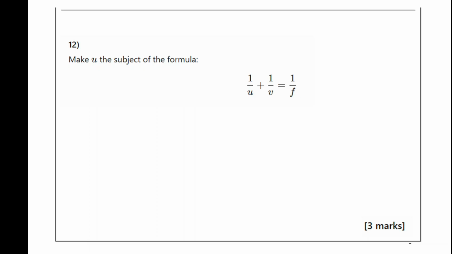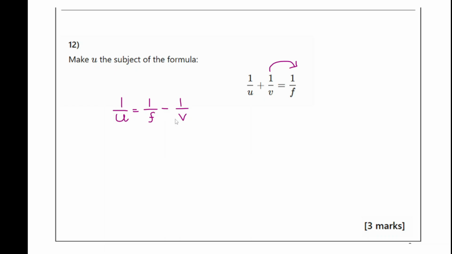Question number 12. Make u the subject of the formula. This one is a slightly tricky question, but let's do this one. So I need to make u the subject. Let's move this to the other side. So what do we have? 1 over u is equal to 1 over f, take away 1 over v.